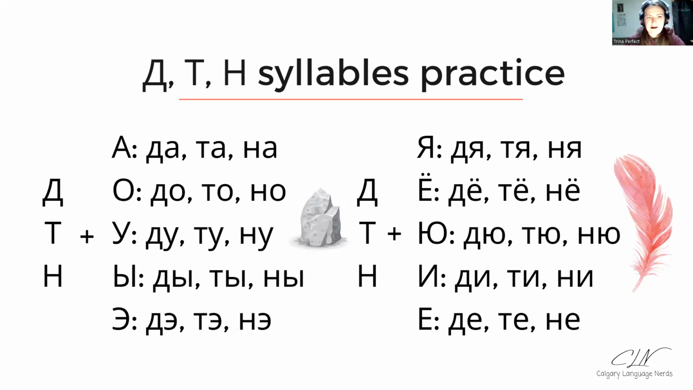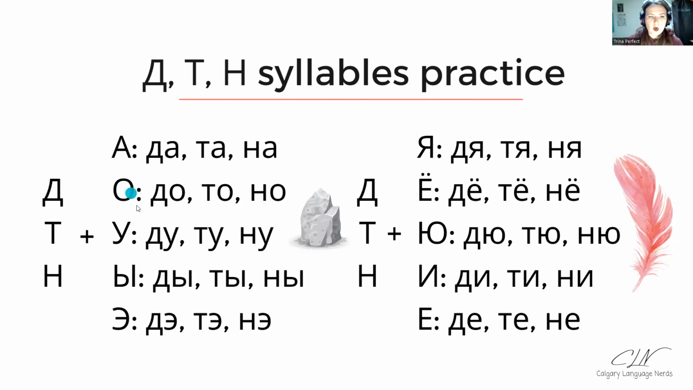So D, T, and N. So what happens if we add A? Da, ta, na. And if we add the soft one, it's going to be dya, tya, nya. Let's do it one more time. Da, ta, na. And then dya, tya, nya. And let's do them in pairs to compare. Da, dya. Ta, tya. Na, nya.